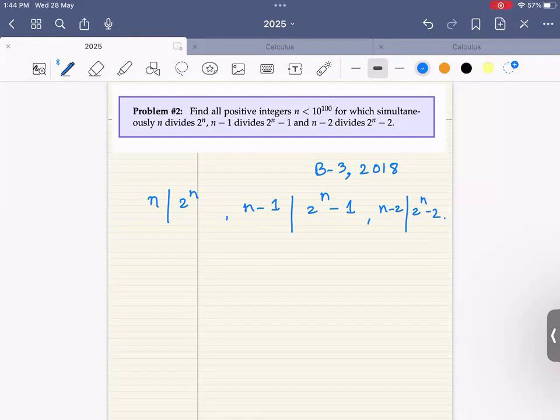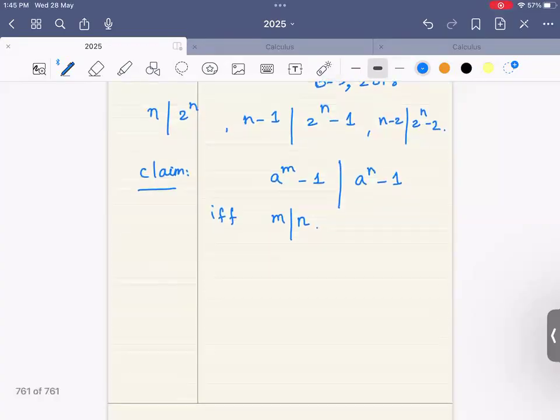Right, so what I'm going to do is simple. First of all, I'm going to claim that a to the power m minus 1 divides a to the power n minus 1 if and only if m divides n. This is true, and you can sort of prove it. So I'm just quickly going to prove it.